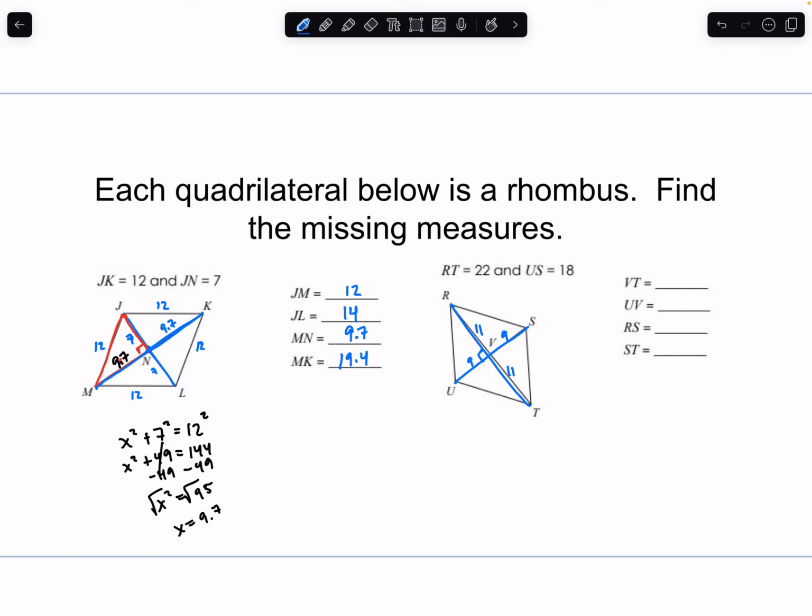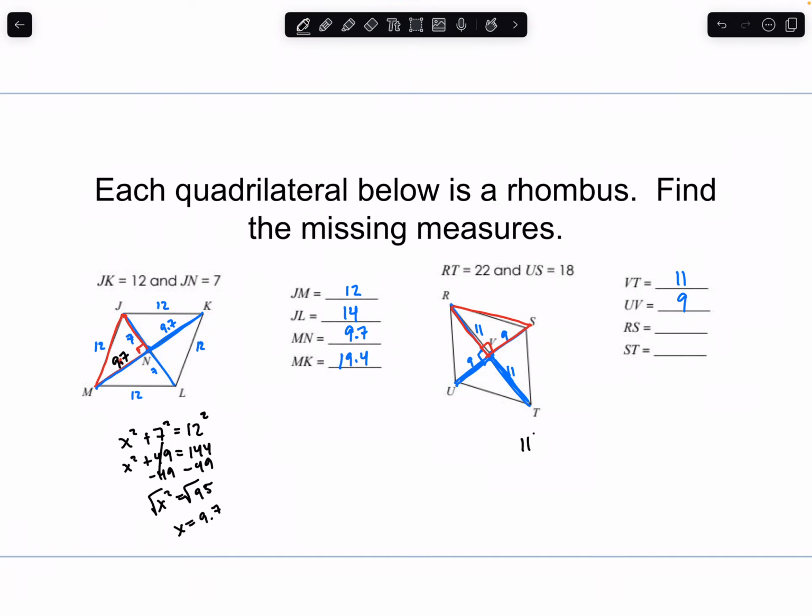Now, if I wanted to find the length of VT, that's the first component, right? I already cut it in half, so VT from here to here, that's 11. UV, I already cut the segment in half. That makes this one 9. RS is the diagonal on the outside. Well, since I have two sides of a right triangle, I can use Pythagorean theorem again, right? And I can solve for the missing opposite side.